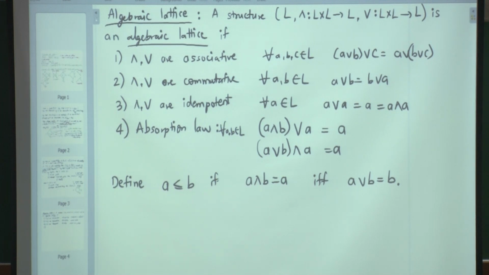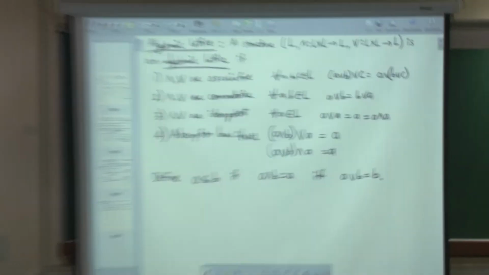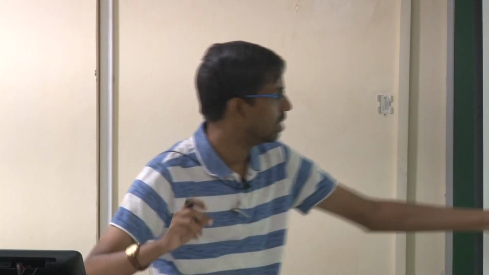A meet B is equal to A. So what is the meet? Meet is the minimum. In this case, meet is minimum. A and B are comparable if their meet is the minimum and join is the maximum. So that's what we have written.